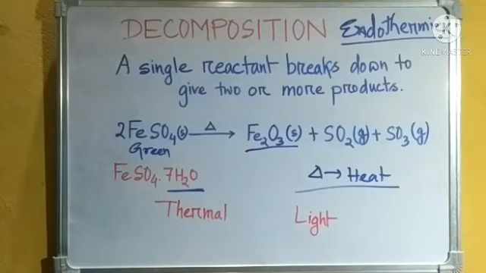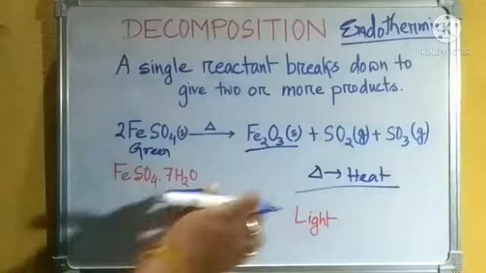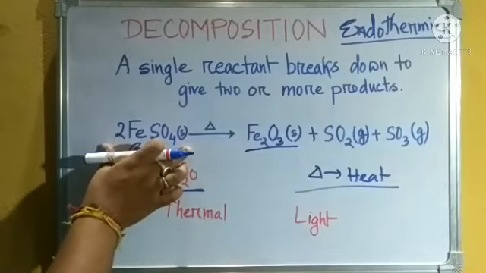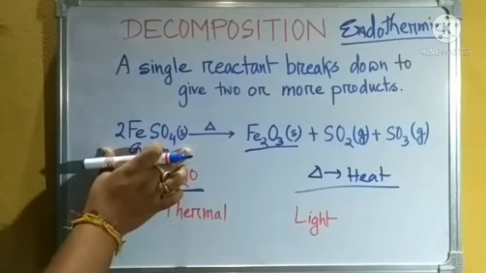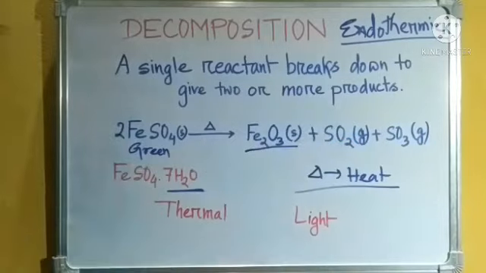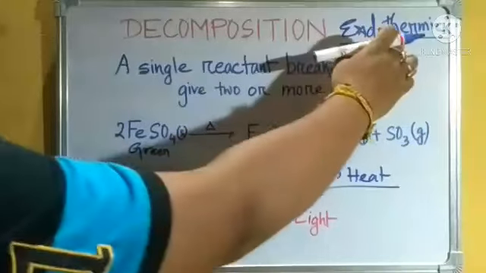Okay, and what are endothermic reactions? The reaction in which we provide heat so that the reaction can proceed. So here what we are doing, we are giving heat to ferrous sulfate salt, the crystals of ferrous sulfate, so that it decomposes into ferric oxide, sulfur dioxide and sulfur trioxide. So this is an example of an endothermic reaction.